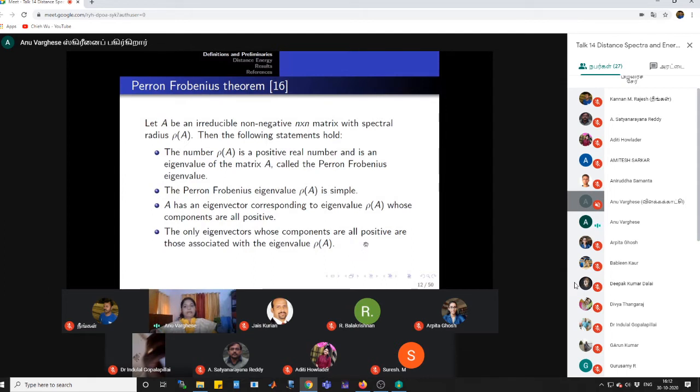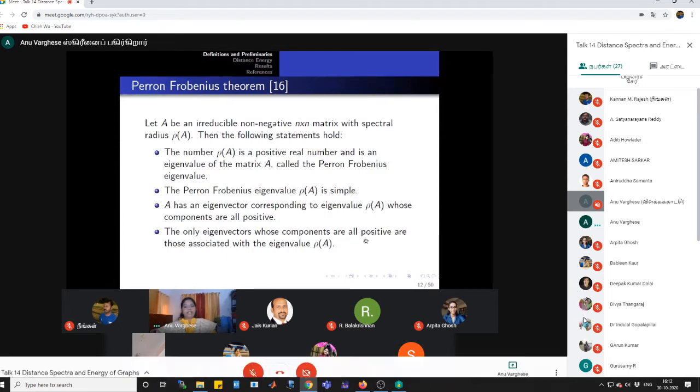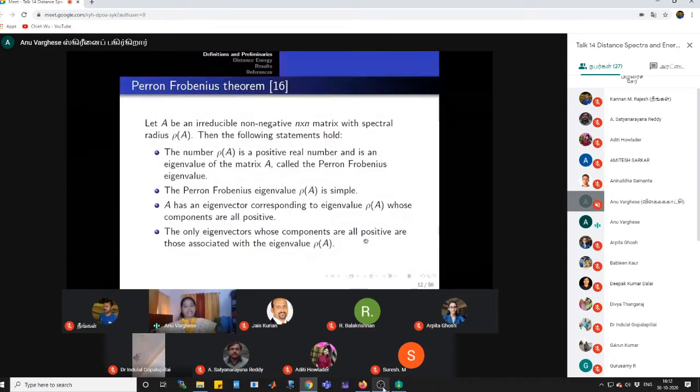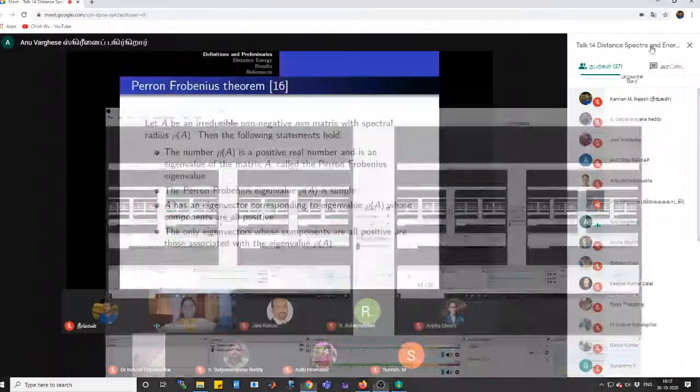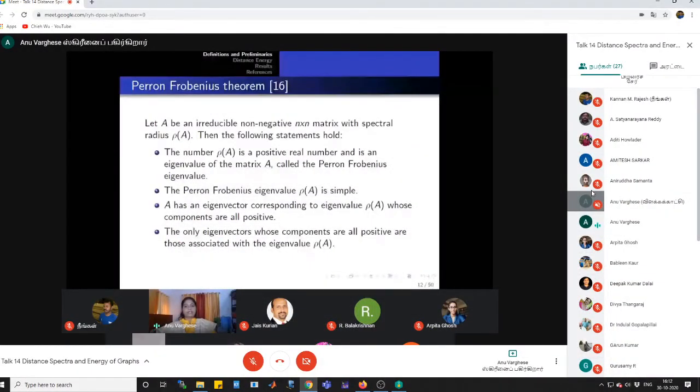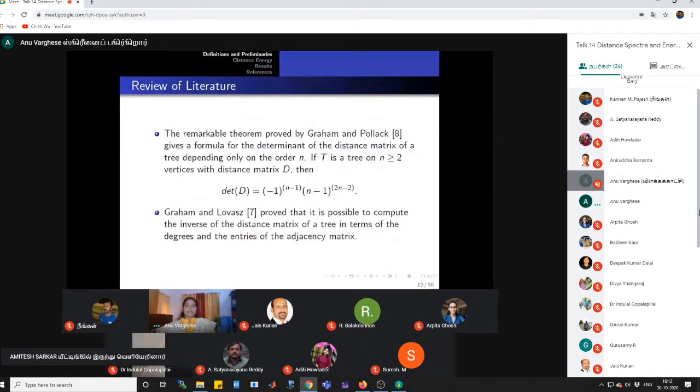This is the unique property of the spectral radius, the Perron-Frobenius eigenvalue. No other eigenvalue has the property that it has an eigenvector with all entries positive. It is the special quality of the spectral radius, the Perron-Frobenius eigenvalue.